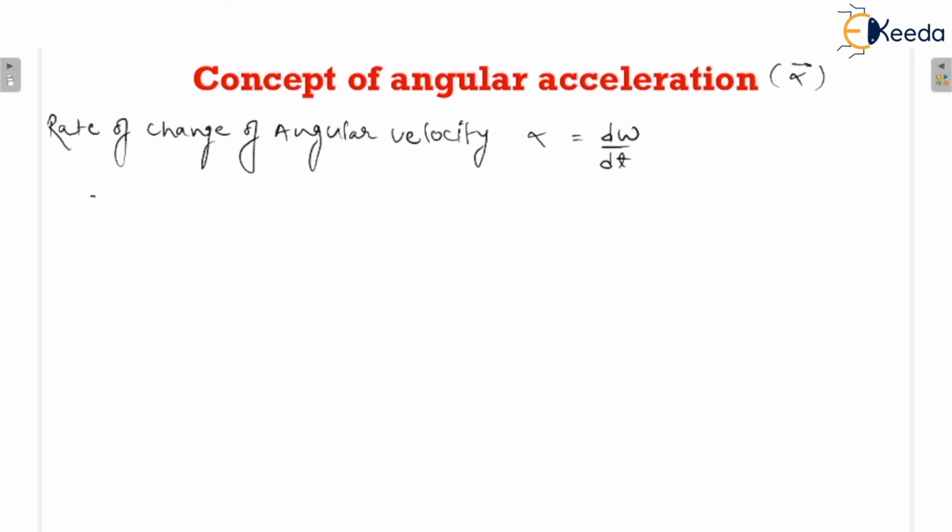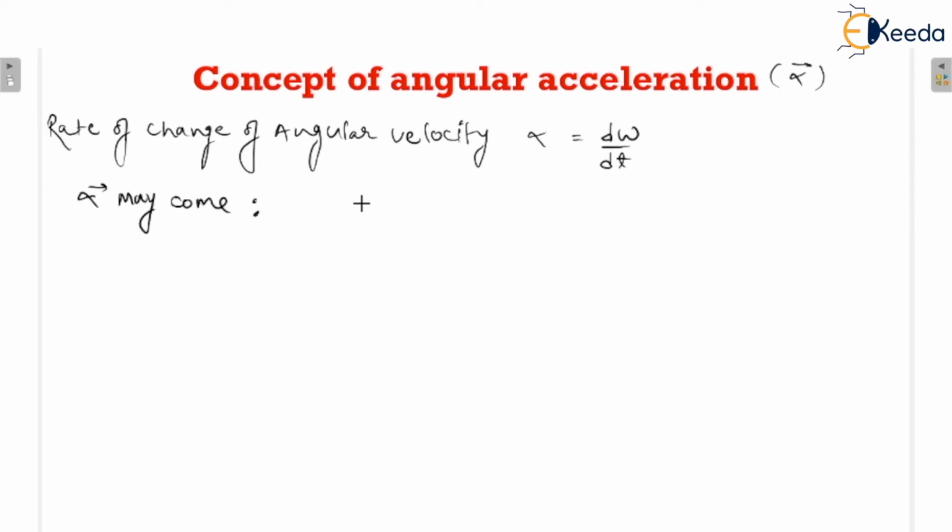So there are two possibilities that alpha may come. First, because of change in magnitude of omega. Yes or no? Because omega is also a vector quantity. It may be in clockwise, it may be in anti-clockwise direction. Yes or no?